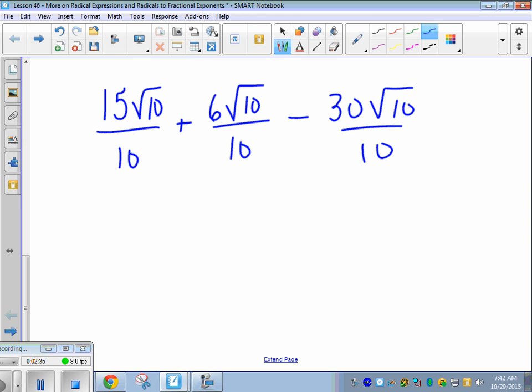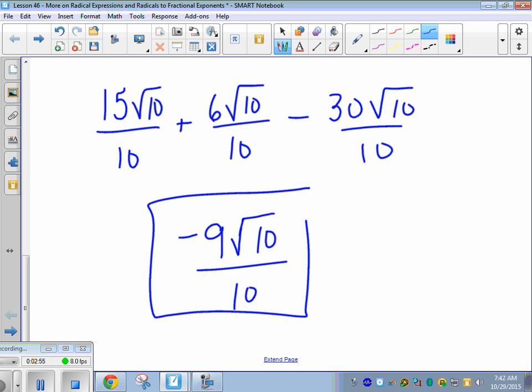And now we have all common denominators, and we have all root 10s. So because of that, they're like terms, we can add the tops. So what's 15 plus 6? 21. What's 21 minus 30? So negative 9, and we keep the root 10 over 10. So we just add the numbers in the front.